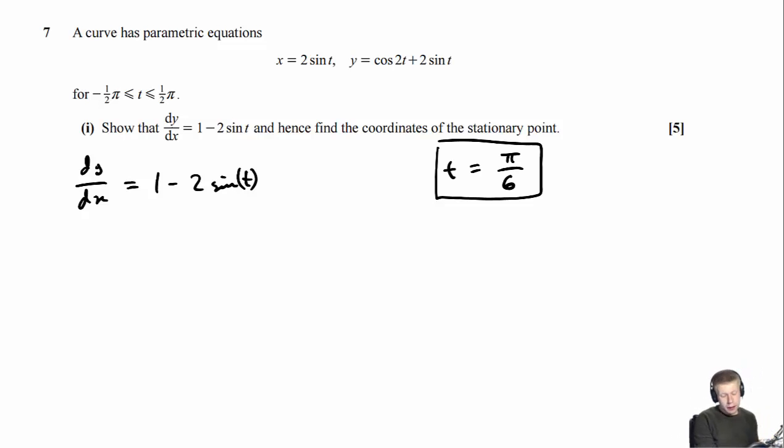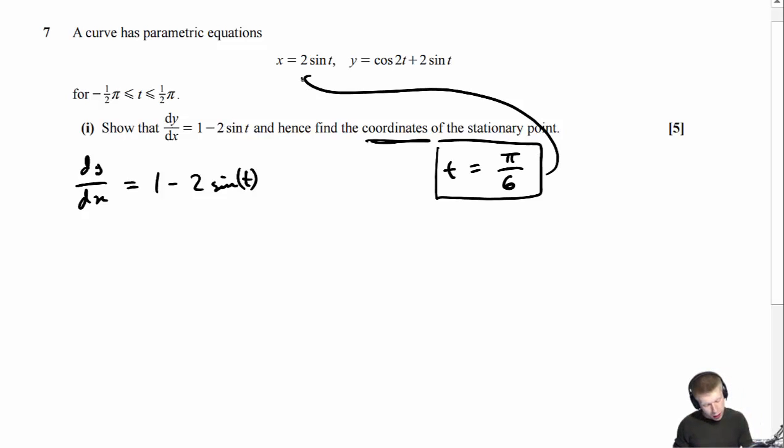Well, no we haven't, because we found the value of t, but we need to find the coordinates. The coordinates of our original function will be in terms of x's and y's, probably mixed together in some horrible function. In fact, that's the second part of the question, to find what that original function was. But we know now that t equals pi by 6 at the stationary points. So all we do is put t equals pi by 6 into our parametric equations to find out what x and y are, and then we can find the coordinates.